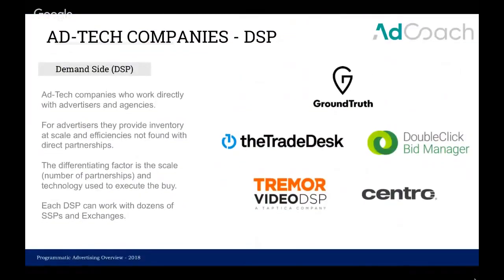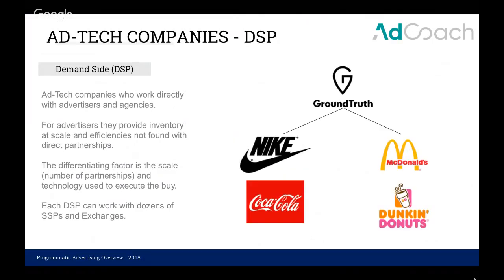Now, on the flip side of that, we have a DSP, a demand-side platform. These are ad tech companies who work directly with advertisers and agencies. For advertisers, they provide inventory at scale and efficiencies not found with direct partnerships. Differentiating factors for DSPs are the number of partnerships that they have and the technology used to execute the buy. So in this situation, GroundTruth may be an example, and they may work directly with Nike, Coca-Cola, McDonald's, Dunkin' Donuts, advertisers like that. So you have two important companies, an SSP and a DSP.